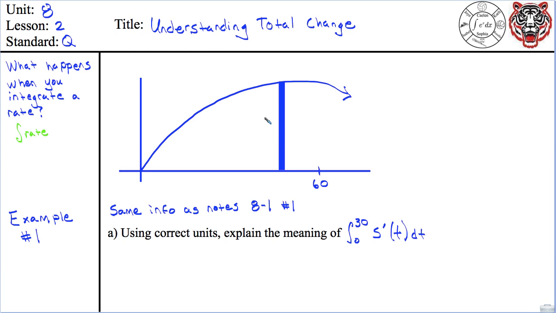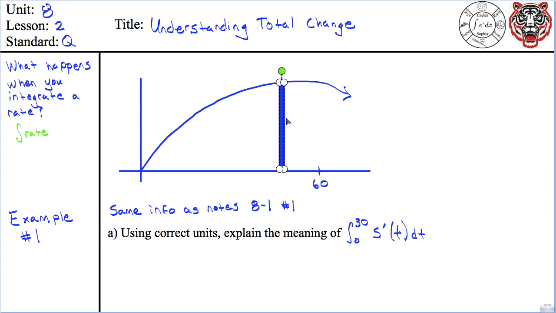So when I integrate that, remember integration means that we're taking an infinitely many number of these bars where they have the height that is dictated by the function, and then the width is infinitely small. So they're really, really skinny rectangles, and I have an infinite amount of them between a certain range, in this case between 0 and 30. So what happens when we find that area? What happens when we integrate the rate? What do we find?